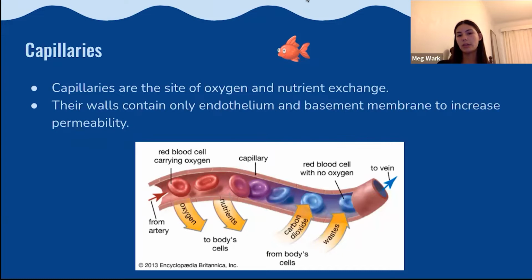And finally, capillaries. So this is the site of oxygen and nutrient exchange. It's where the blood loses its oxygen, essentially. So their walls contain only endothelium and basement membrane. Red blood cells need to be able to squeeze in and out. We've also got all of the white blood cells that can move out of capillaries and a lot of fluid. So basically, they need to be really thin walls to increase their permeability.